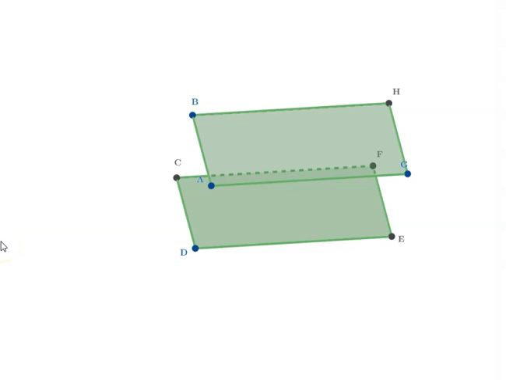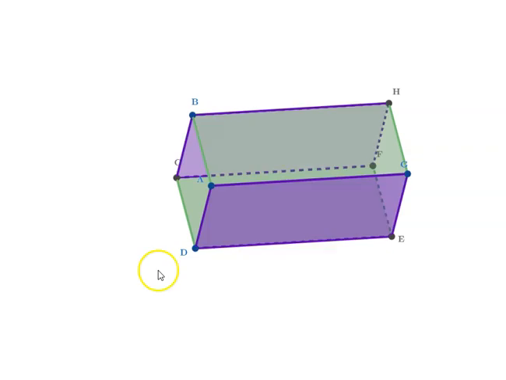So now let's color these faces. These are two opposite faces of the solid. And by the way, this particular solid is called a parallelepiped. Opposite faces again, and finally the opposite faces.